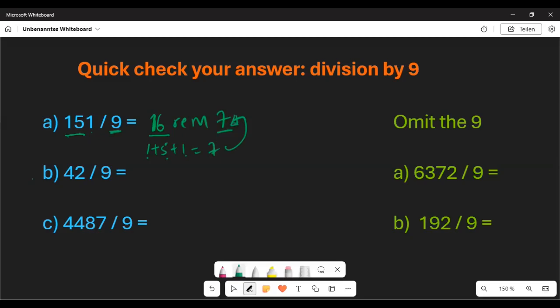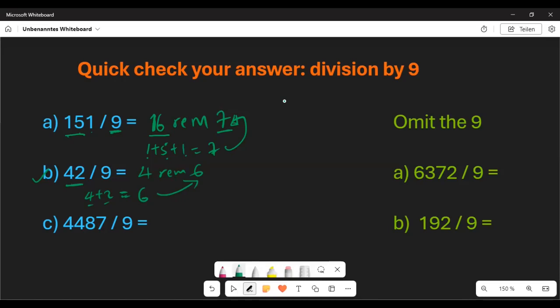Let's look at B. We have 42 divided by 9. If you know very well, 9 goes into 42 4 times, which gives us 36, and we'll have a remainder of 6. How do you prove that? You add the digits, so that's 4 plus 2. Just by doing this small check, 4 plus 2 is 6, which is equivalent to the remainder here, 6. That proves to us that the answer is right.